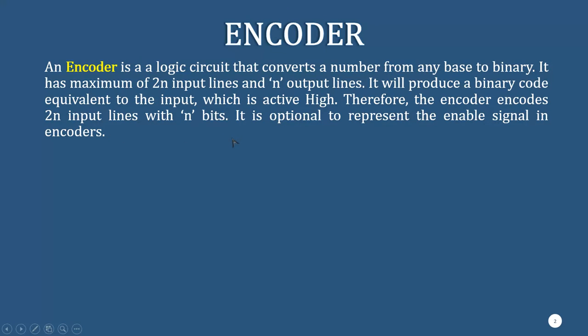It is optional to represent the enable signal in encoders. When we go to decoders, you will find that enable is very important. Why? Because there you have the AND case, and if any one of the values is 0, then the resultant will be 0.